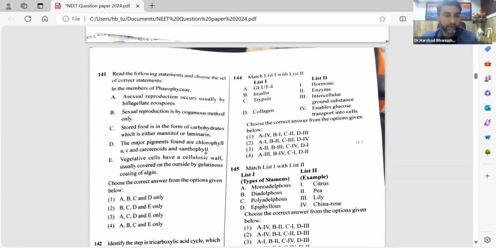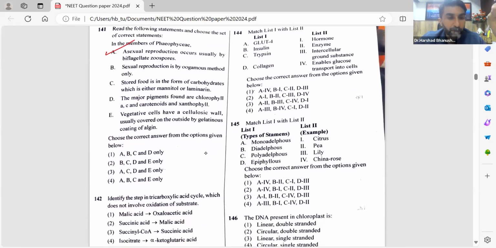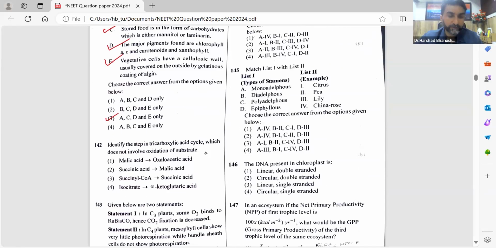We go to the next question here. They have asked you what is true for Phaeophyceae. Asexual reproduction is shown by biflagellate zoospores. So that's correct. Sexual reproduction is by oogamous only. That's wrong. There is iso as well as aniso. This is a wrong statement. Mannitol, laminarin is correct. Chlorophyll a, c, carotenoids and xanthophyll is correct. Algin and cellulose is correct. So statements A, C, D, and E are correct regarding this, brown algae. So answer would be option number 3.